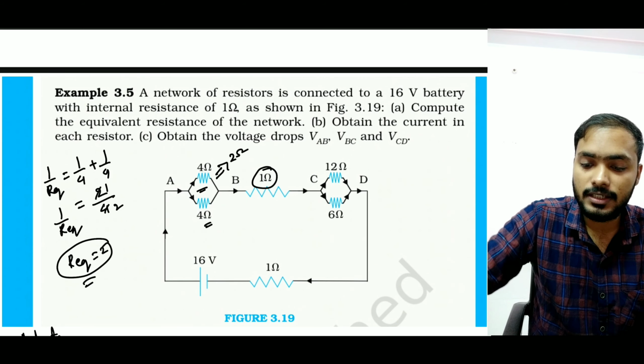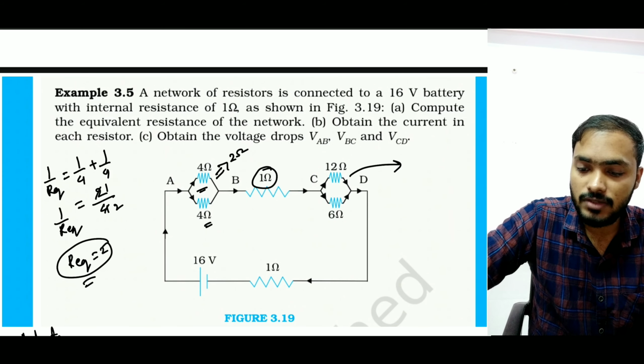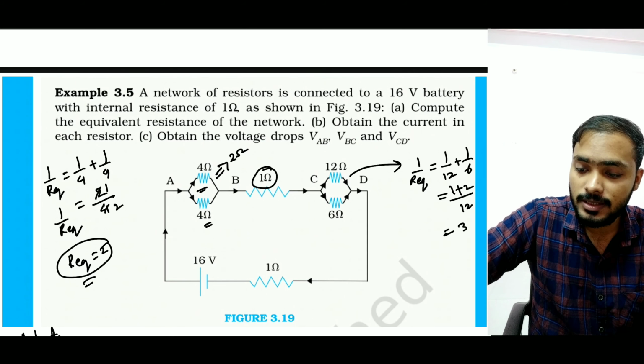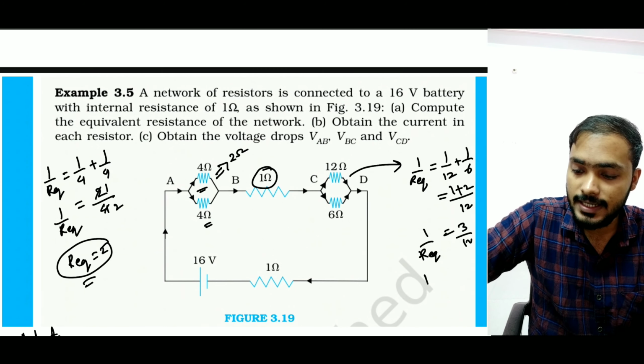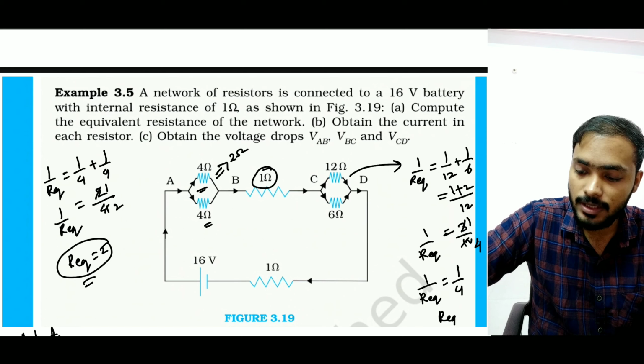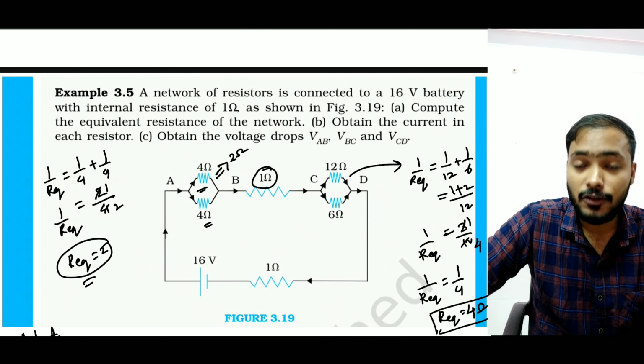And 1 ohm is already here. Let's try to find out the equivalent of this one. 1 upon R equivalent will be equal to 1 upon 12 plus 1 upon 6. LCM will be 12. This is 1 plus 2, right? This will be 3 upon 12 equals 1 upon R equivalent, right? Or I can simply say 1 upon R equivalent will be equal to 1 upon 4, or R equivalent will be equal to 4 ohm. Yes or no? So I hope that is understandable.